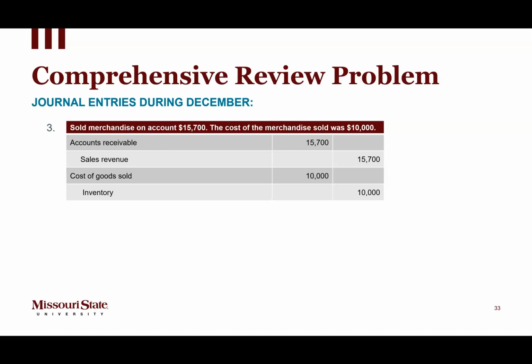And then we are going to debit cost of goods sold. Again, this is an expense account. When you are in retail, it is generally the largest expense account that you're going to have. So we're going to debit that to increase it, and we are going to credit inventory, an asset, to decrease it by the amount that we sold.